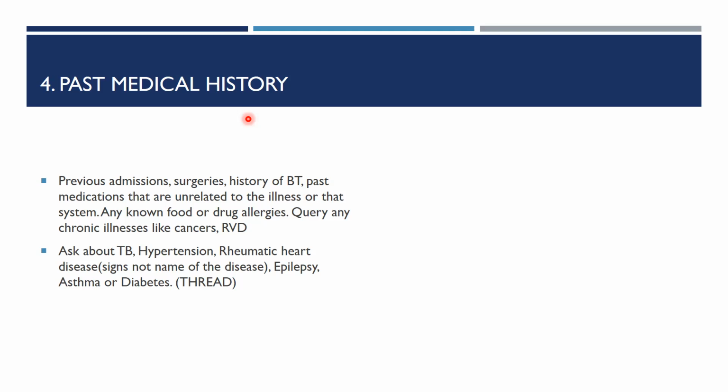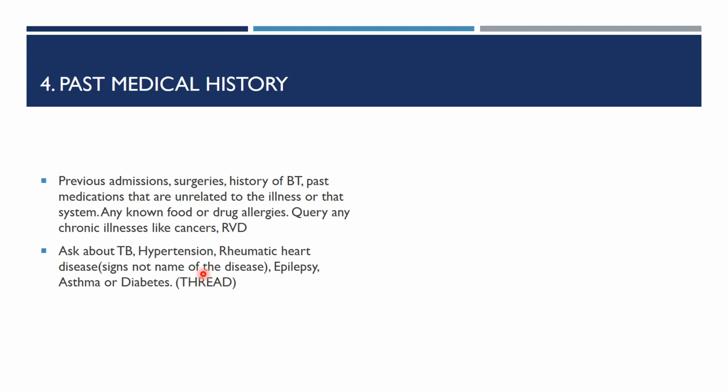Okay. And then there's a mnemonic here you can use, like THREAD. So you ask about TB, T for TB, H for hypertension, R for rheumatic heart disease. This one you ask for the signs, like polymigratory arthritis, the nodes, you ask about those. You don't say the name of the disease because they definitely don't know. You ask about the Jones criteria because they definitely don't know the disease.